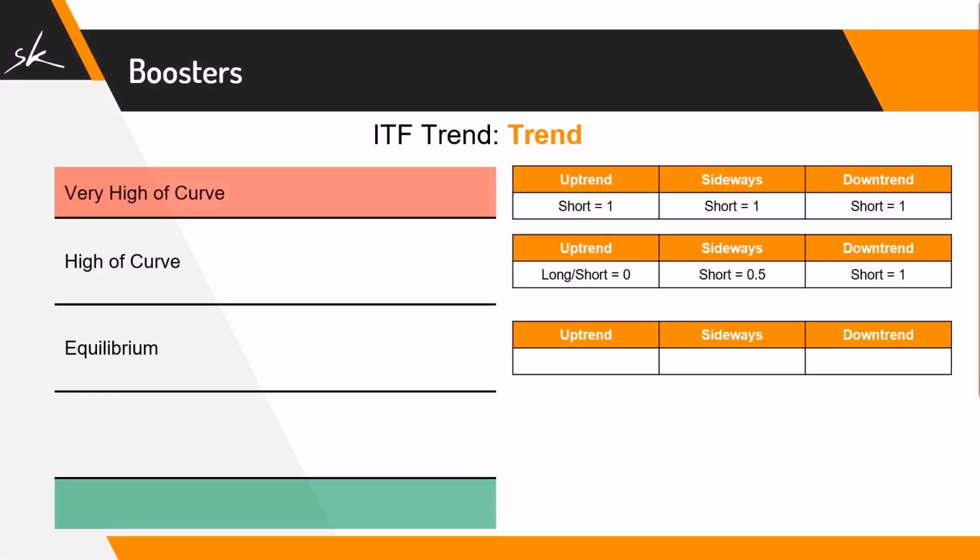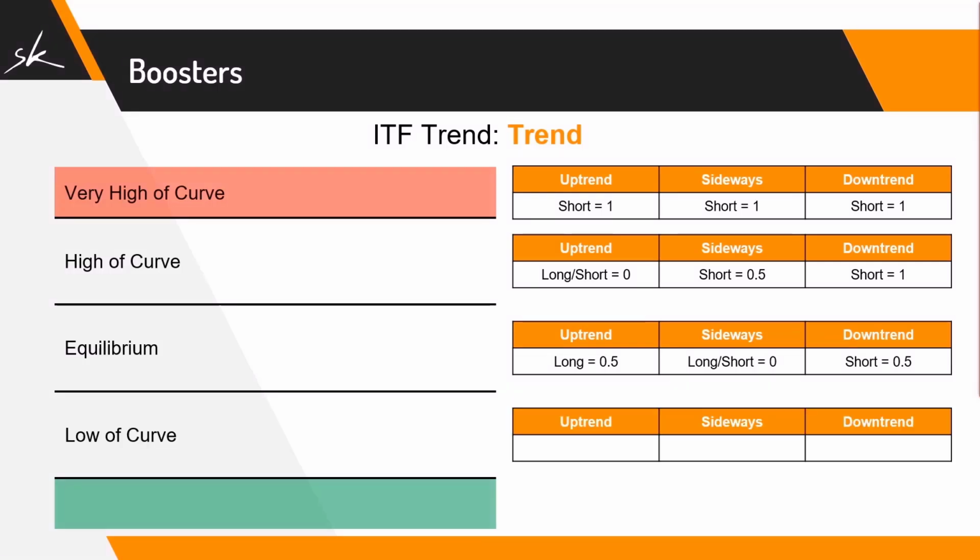At the middle of the curve, or equilibrium location, we are neither close to demand nor supply. Therefore, we will need support from the trend. In an uptrend, a long trade will get a score of 0.5. In a sideways trend, long and short both will get a score of 0, and in a downtrend, a short trade will get a score of 0.5.